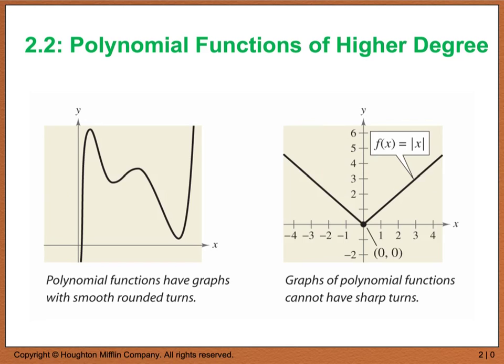Okay, and when we look at this graph here, again, we have nice smooth turns. This one has a couple more than the previous one. It's continuous. This graph here, although it is continuous, it does have a sharp turn before we head in the positive direction, and a polynomial function will not have a sharp turn, therefore the absolute value function is not a polynomial function.